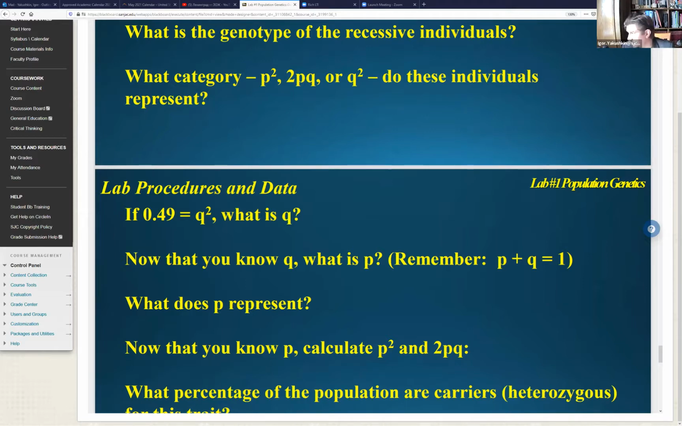Let's plug in the numbers which we just found. Our P squared is 0.09, plus 2PQ is 0.42, plus our Q squared was given to us, it was 0.49. Does it indeed equal 1? 0.09 plus 0.42 is 0.51, and 0.51 plus 0.49 is 1. Yes, we did our math correctly.